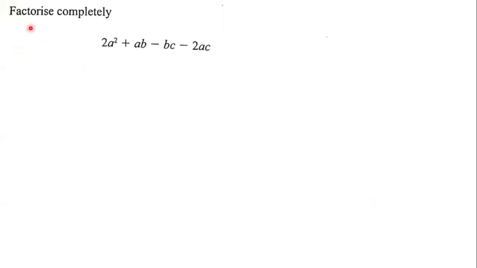Here, our goal is to factorize this expression completely. Notice that we have 2a squared plus ab minus bc minus 2ac. First, we're going to factorize this expression right here that is in blue. We're going to factorize this.